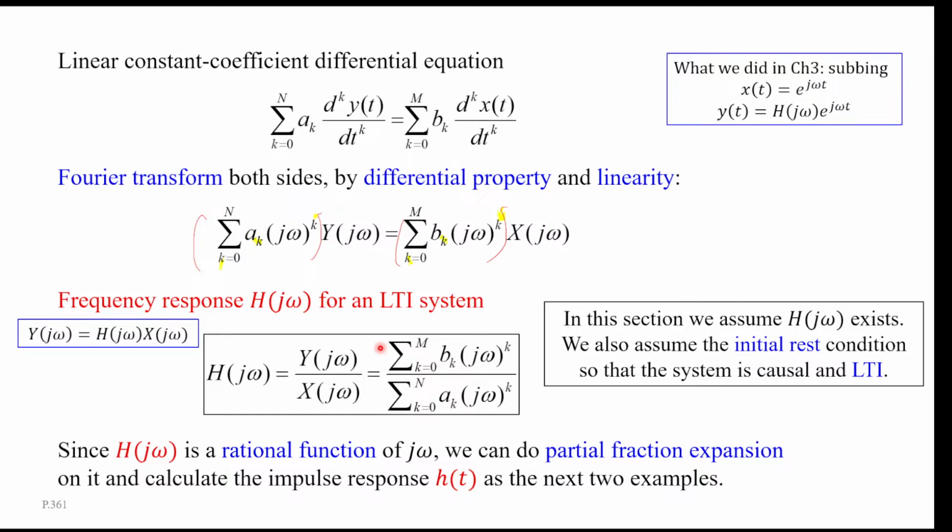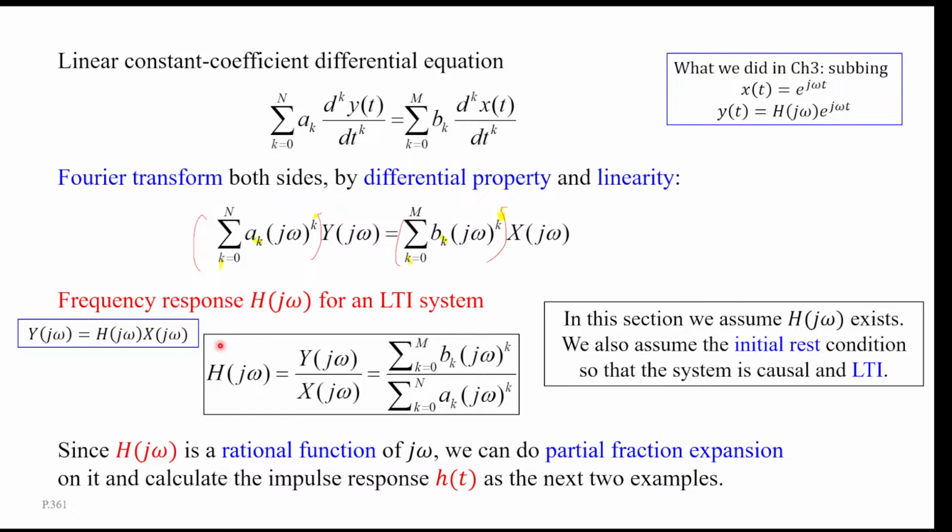Okay. And here is a bit of an assumption we take. We need to assume big H of j omega exists, so basically the system is stable. And we also assume we have the initial rest condition. Remember that in chapter 2 we said that solving a differential equation needs some auxiliary condition, and by picking initial rest the system is causal LTI. So we are assuming the system is basically stable, causal, LTI, and that's with the initial rest condition.